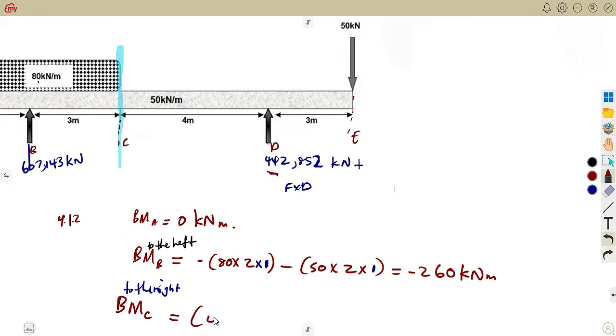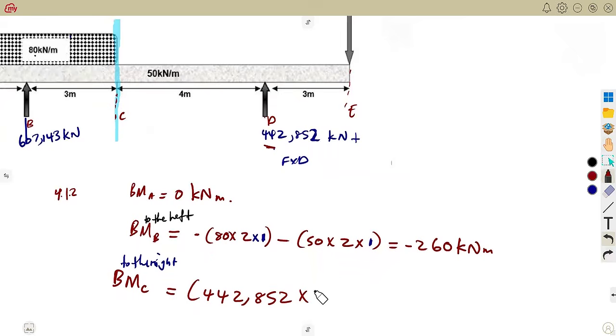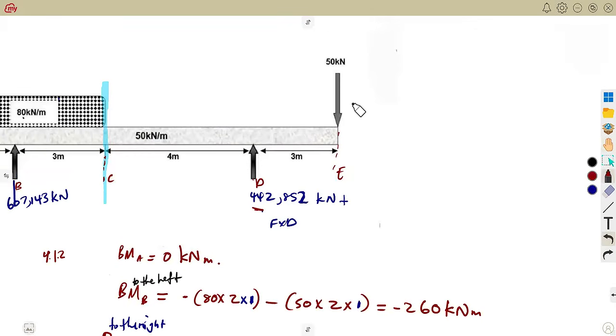This one, 442,852 times the distance back to what? Back to C, which is 4 meters. So that's 4 meters. Okay. That is D, which is positive. Then we consider the negative now, which are the ones which will be the point loads. This one a negative, and this part of the distributed load, it will end up like this, carrying what? A negative. So let's start with the 50, guys, which is direct, this one.